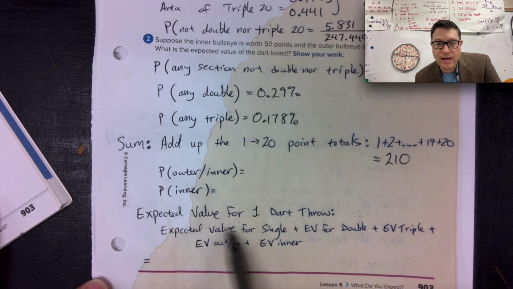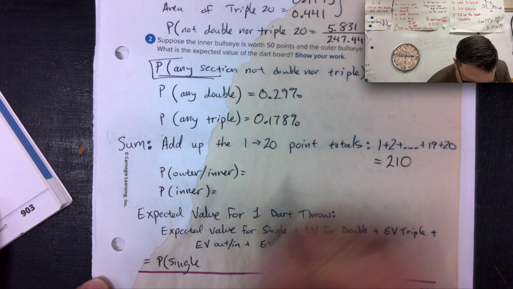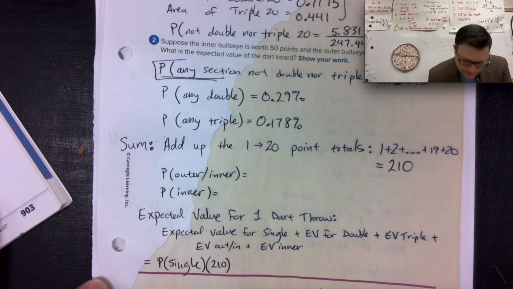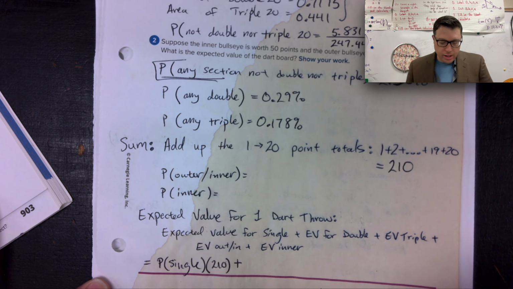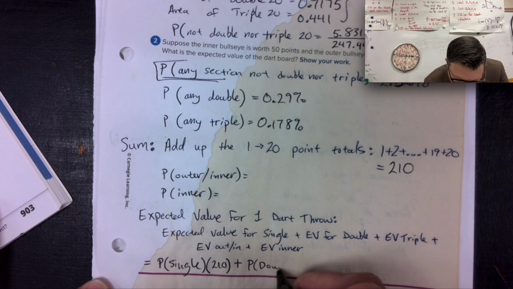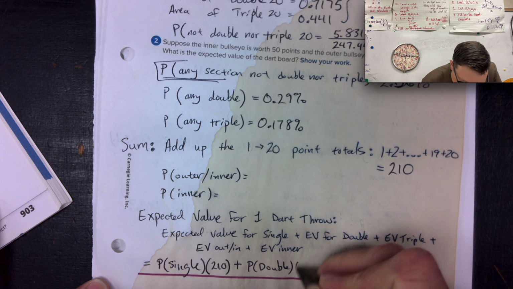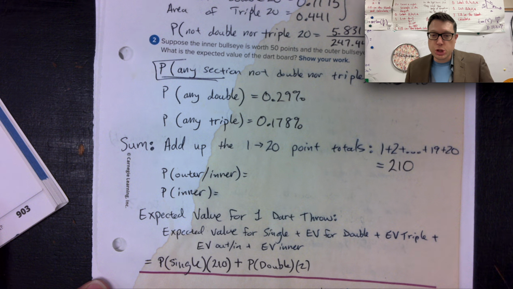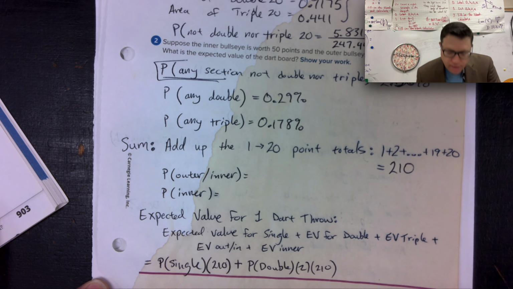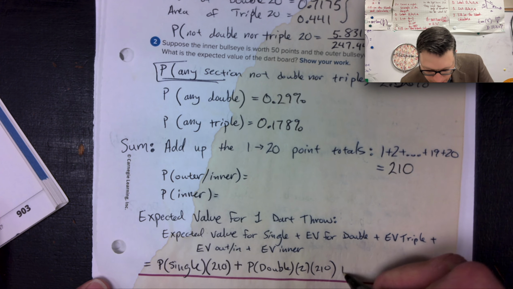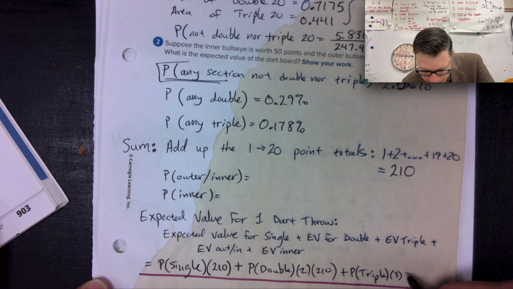So the expected value for a single is going to be the probability of a single times 210. The expected value for one dart throw. Then we're going to add to that the probability of a double. So a double is going to get the point total, but it's also going to double the point total. So there's a 0.29% chance of getting twice the score, and we have a summation of all 210 values, plus the probability of a triple.